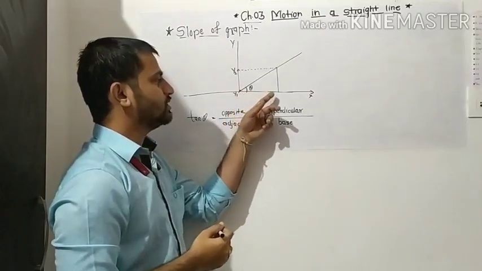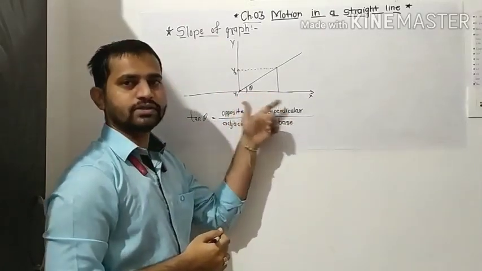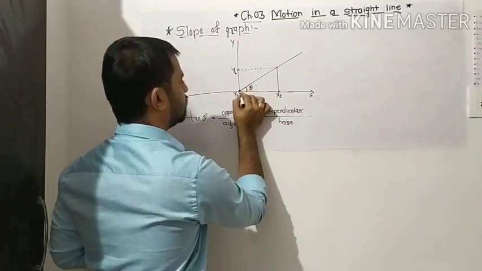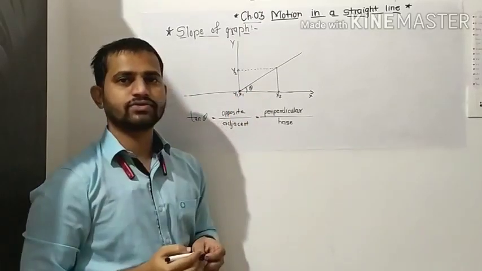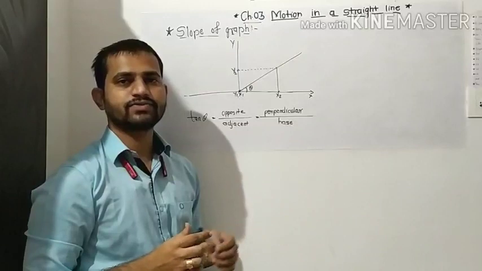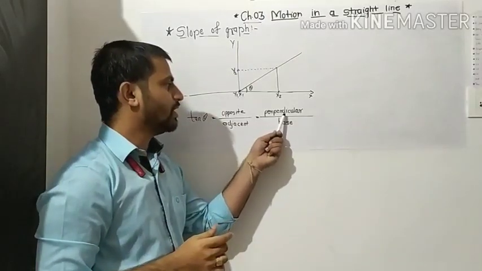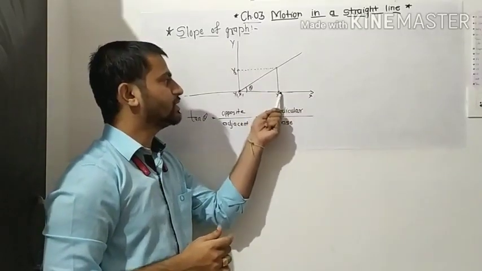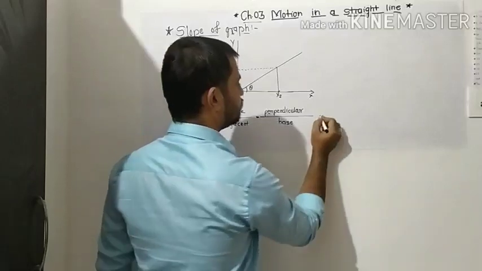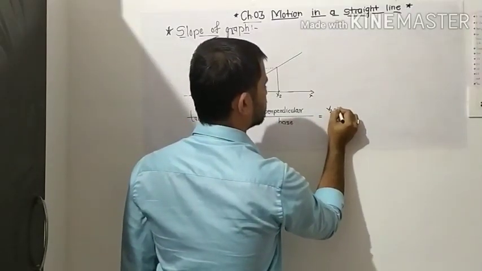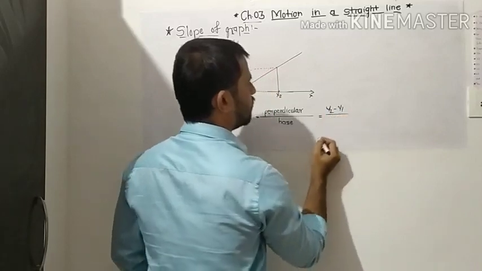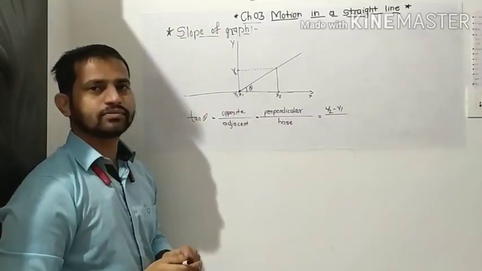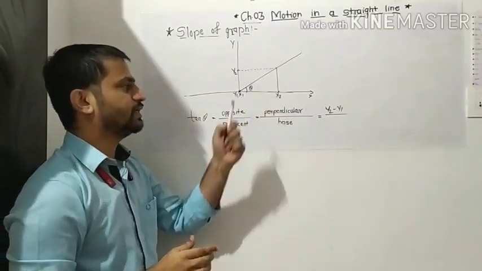Similarly, what are the coordinates of x along this x-axis? This will be x2, and at the point of origin it will be x1. So how can we find the length of the perpendicular? It is nothing but the final position minus the initial position, so it will be y2 minus y1. Then what about the base? It is also similar, x2 minus x1.